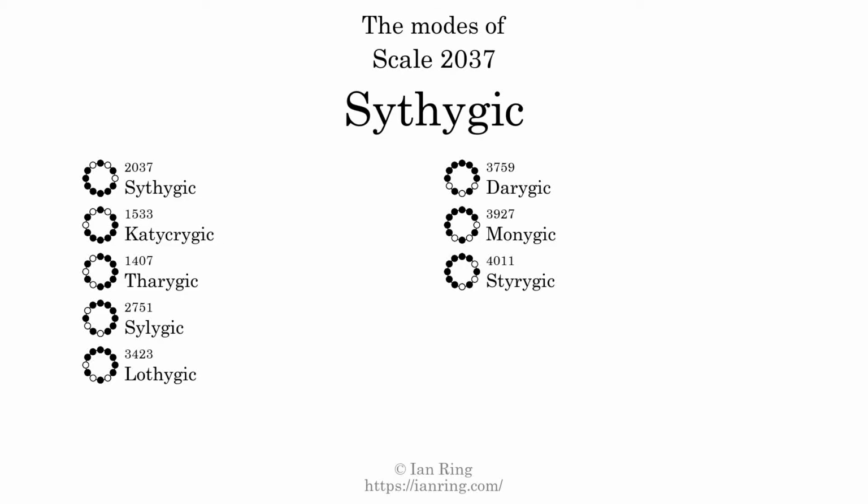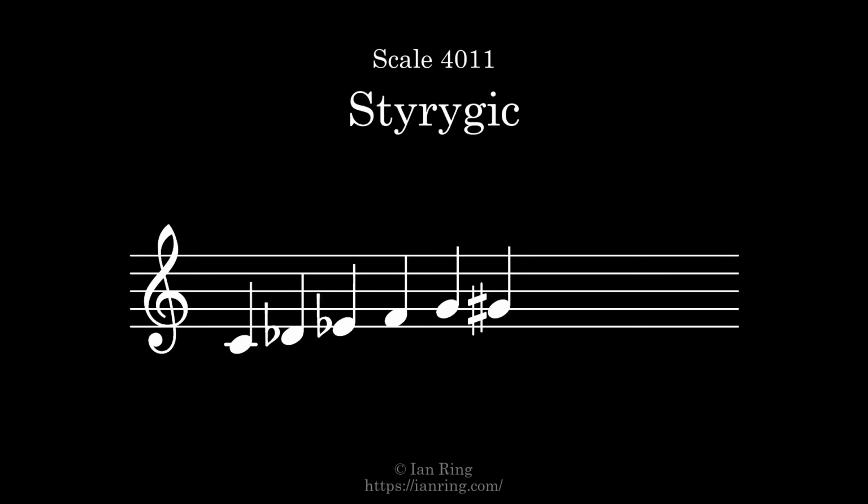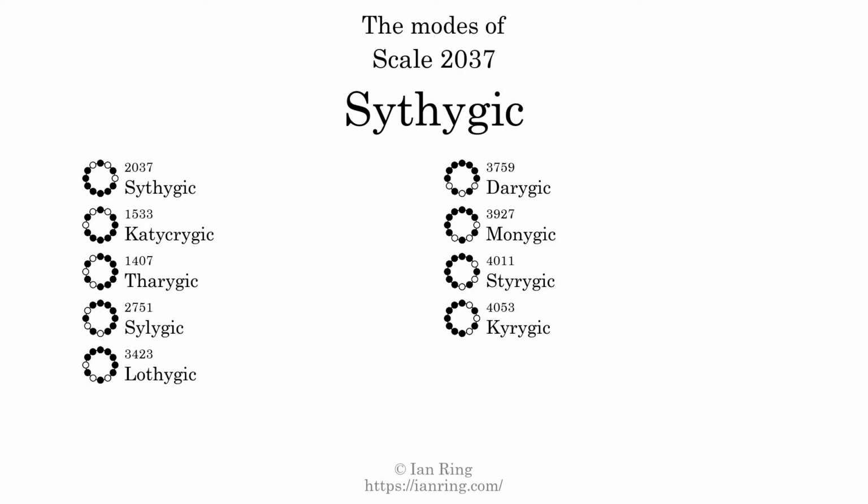The eighth mode is scale 4011, also known as Triads. It sounds like this. The ninth and last mode is scale 4053, also known as Triads. It sounds like this.